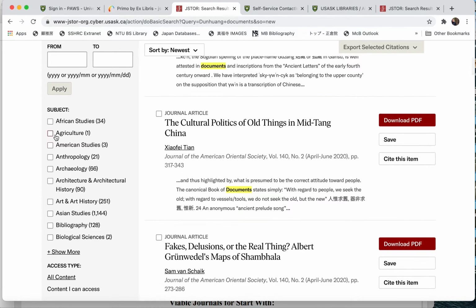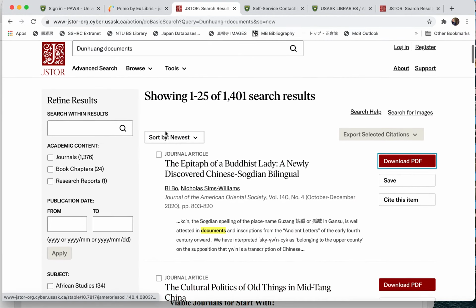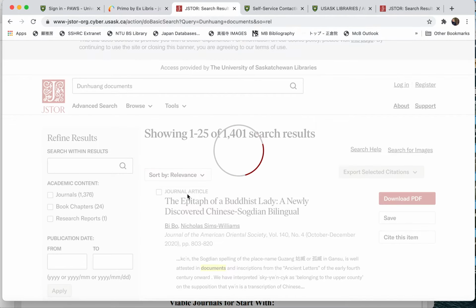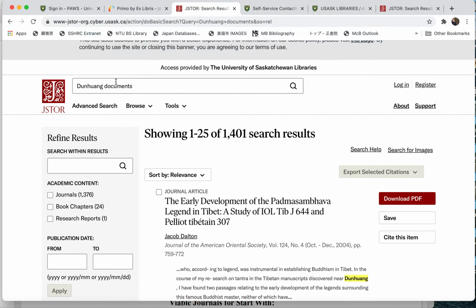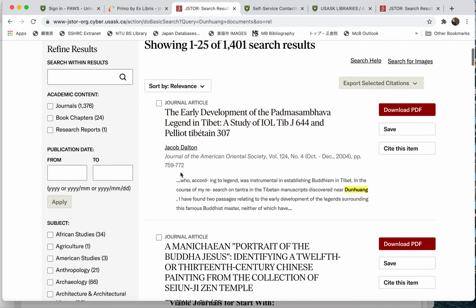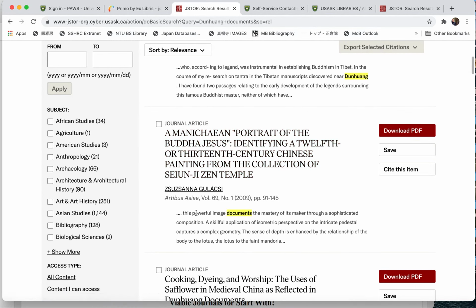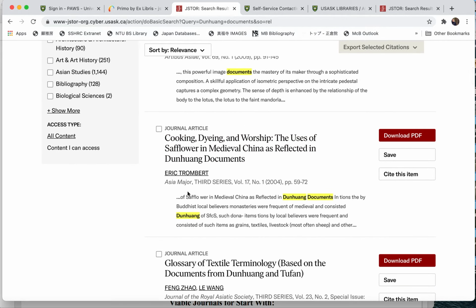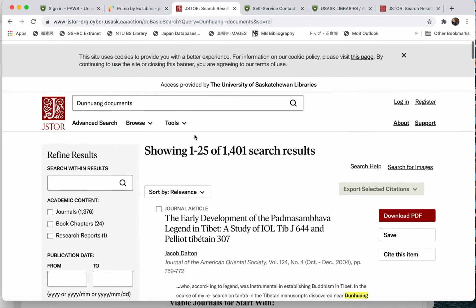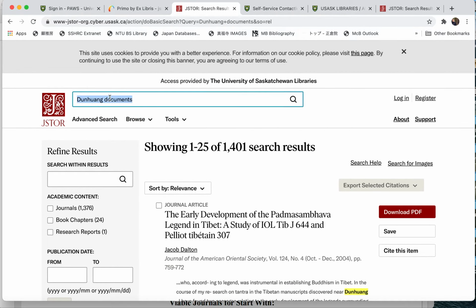Now, what if you're more interested in agriculture or anthropology or American studies or art and art history? This gives you a way by which you can sort those. And again, going back up, the other thing you can, of course, do is sort by relevance if you think that your keywords were as useful as they should be. So this is just one example, all right, in terms of finding academic articles. And notice we have the Journal of the American Oriental Society. We have Artibus Asiae, so that's an excellent art history journal. And then we've got Éric Trombert's article in Asia Major. So it won't surprise you that some of the very best journals come up here when we search the topic I suggested.